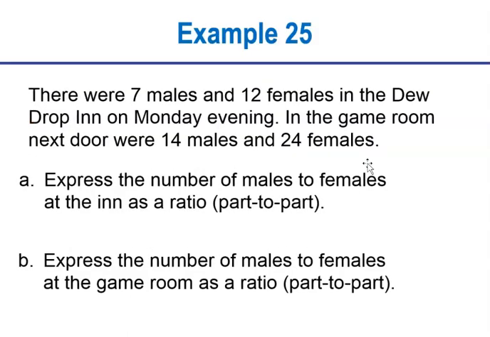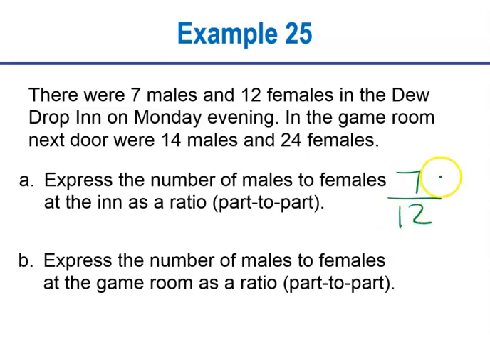So let's do an example. There were 7 males and 12 females in the Dewdrop Inn on Monday evening. In the game room next door were 14 males and 24 females. We're asked to express the number of males to females at the inn as a ratio part to part. Alright, so how could we do that? The number of males is 7, so we have 7 males to 12 females. That's what they have in mind here.